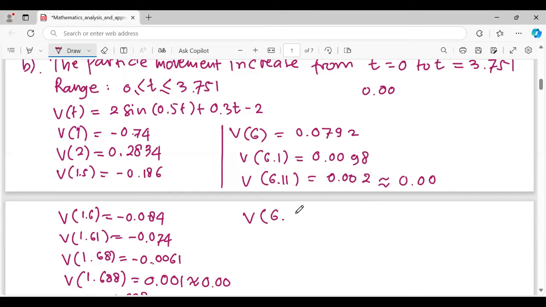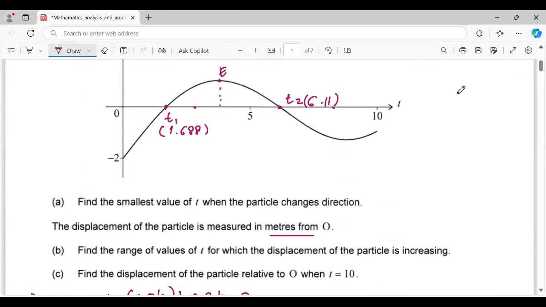I have checked already if t equals 6.12 and the result is minus 0.004. If you approximate, this becomes minus 0.00, but I would like to receive 6.11 because it approaches from the right side and it is equal to 0. So T2 equals this number, 6.11. Okay, that is T2. Okay, it's about T1 and T2, right?